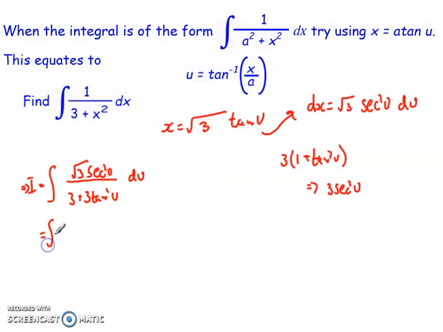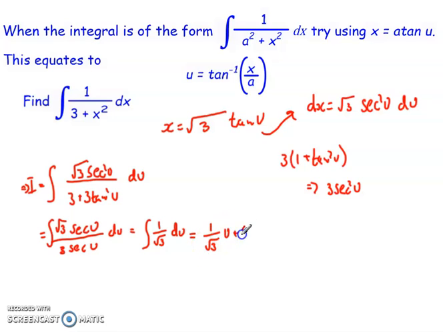I'll then end up with the integral of root 3 sec squared u over 3 sec squared u du. Now that is actually really nice because that simplifies, cancelling out, as the integral of 1 over root 3 du. Simplest style of integration, we're integrating a constant. So integral of 1 over root 3 du, that gives me 1 over root 3 times u plus a c.